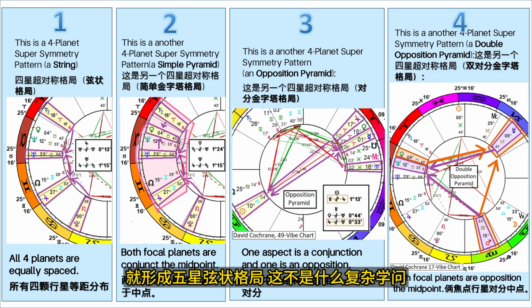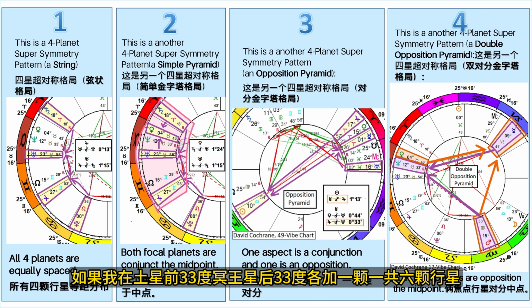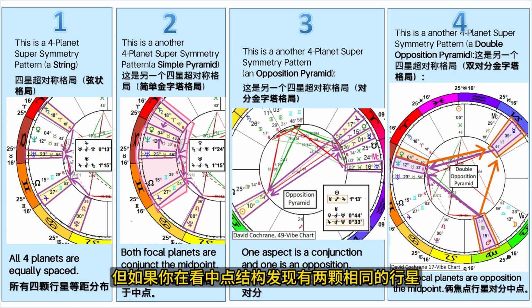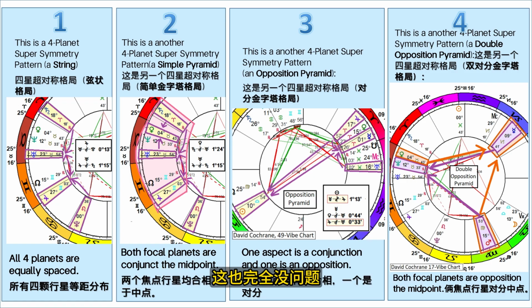This is really not rocket science. If you have a string, you can just call it a string. What if I have a planet 33 degrees before Saturn and another one 33 degrees after Pluto, and I've got 6 planets? Just call it a 6-planet string. But if you're looking at the midpoint structures and you're finding these 2 planets that are in common, you may not notice that it's a string. You may just notice it's a supersymmetry pattern. And that's fine. No problem.